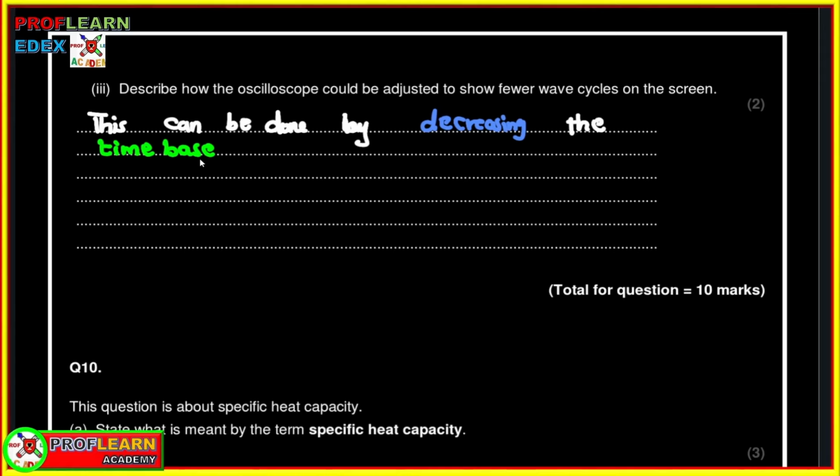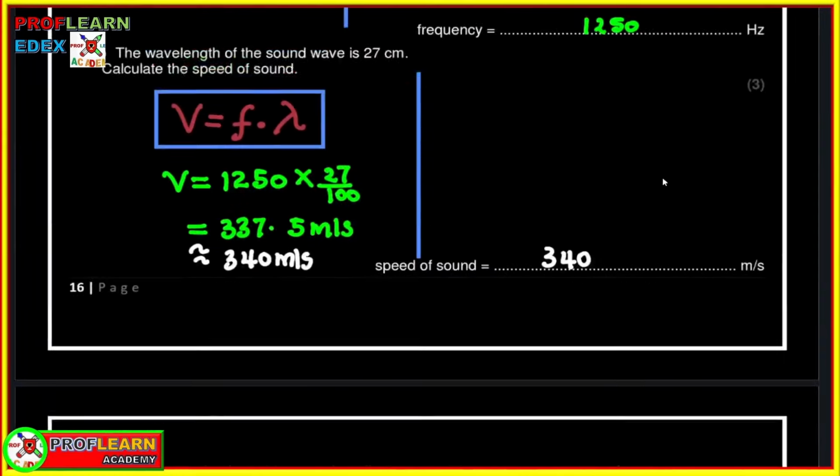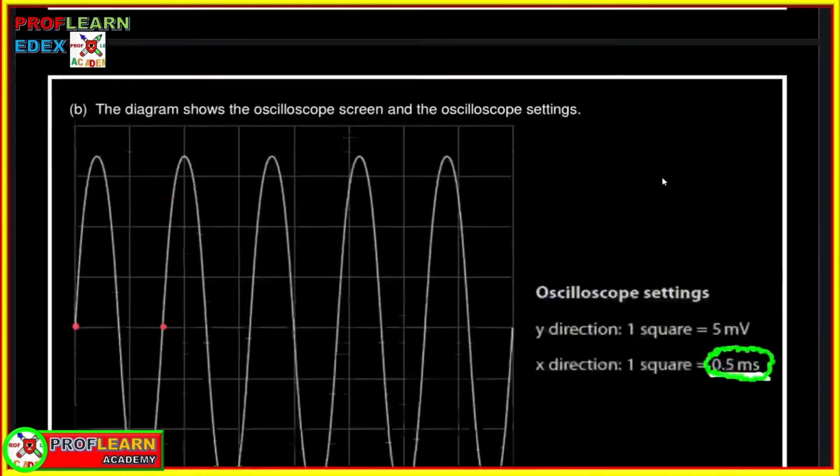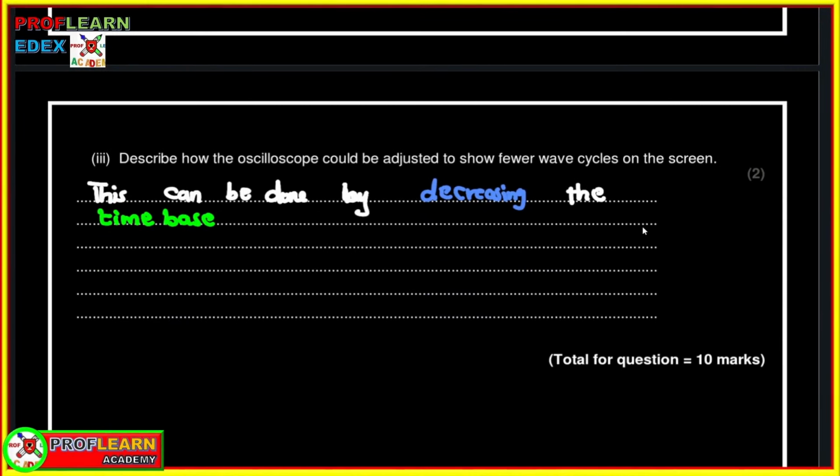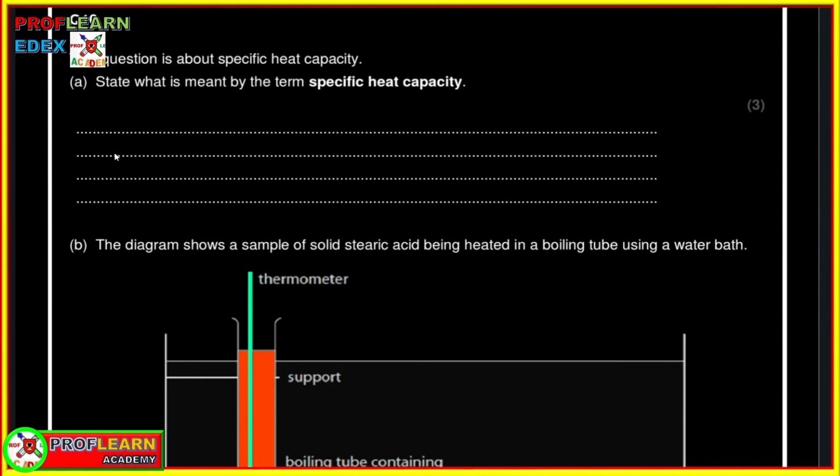In question number 10, we are looking at a question to do with specific heat capacity. This is one of the areas that you really need to know for you to sit for that exam comfortably. Definitely there will be a question on specific heat capacity calculations, defining specific heat capacity, so you really need to be well anchored on how to answer those questions. We are told to state what is meant by the term specific heat capacity.